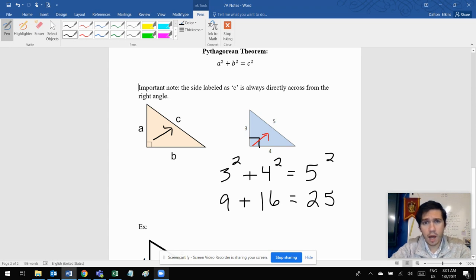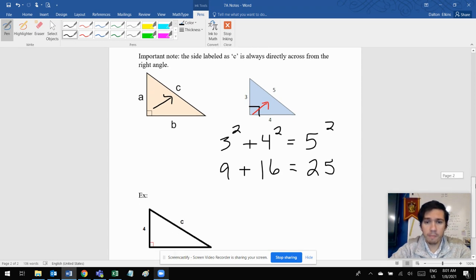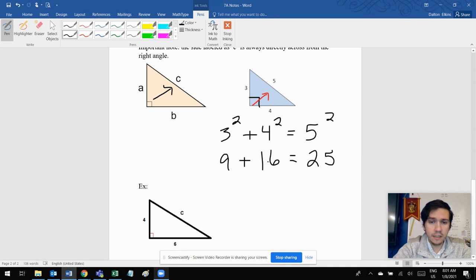Remember last semester when we did a lot with squaring? Here's where it comes in. So 9 plus 16 is 25. And 25 is equal to 25. That is a true statement. So the Pythagorean theorem works.